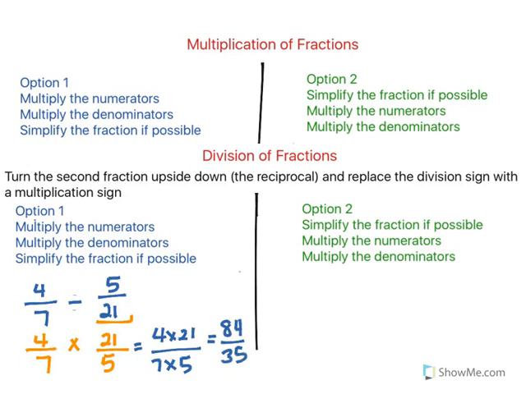And then what you can do is look for a number that's common to both of them. And 7 is in common with both of them. 84 and 35 both have 7 in common. So 84 divided by 7 is 12. And 35 divided by 7 is 5. So your answer should be 12 over 5. So the answer is 12 over 5.